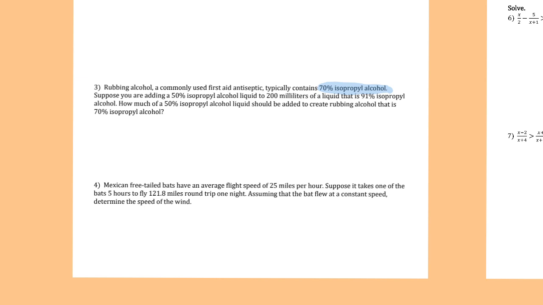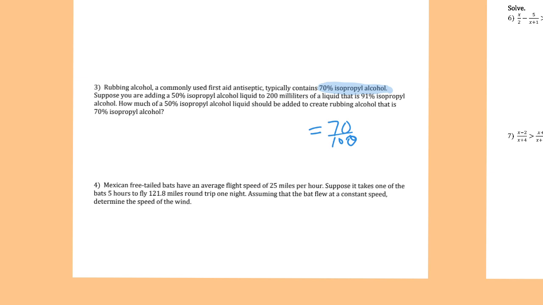70% means 70 grams of it, or 70 whatever of the overall volume is going to be alcohol compared to 100%. So 30% will be something else. 70% will be the alcohol. And so this is our goal, and we're going to put that on the right. 70 out of 100 needs to be the solution, okay? So it's going to be a pretty strong solution. Isopropyl alcohol. Maybe they're cleaning something. I'm not sure what's going on here.